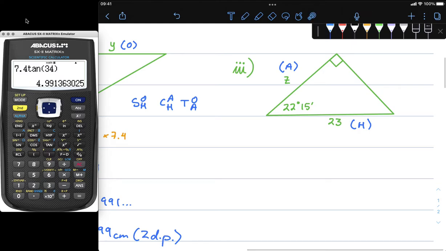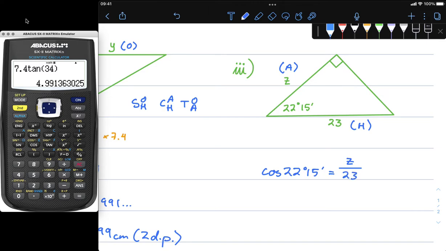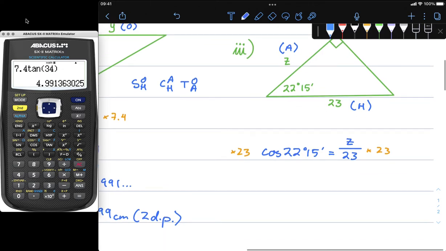So this is cos, C-A-H. So cos of 22 degrees 15 minutes is equal to adjacent, which is Z, over hypotenuse, which is 23. We multiply both sides by 23. So we get 23 cos 22 degrees 15 minutes is equal to Z.